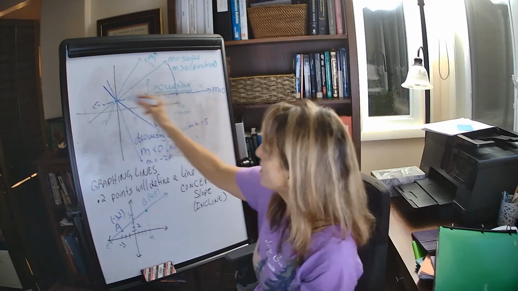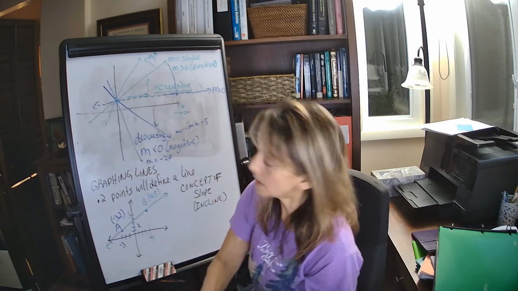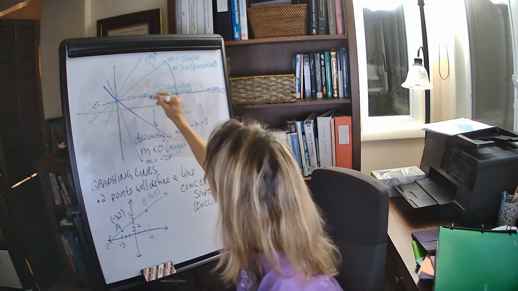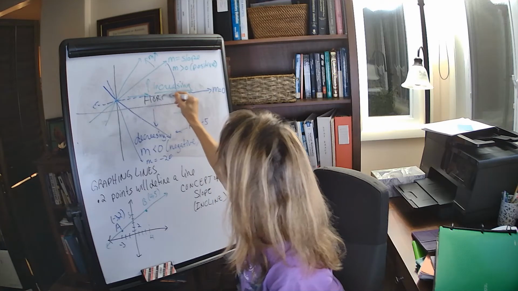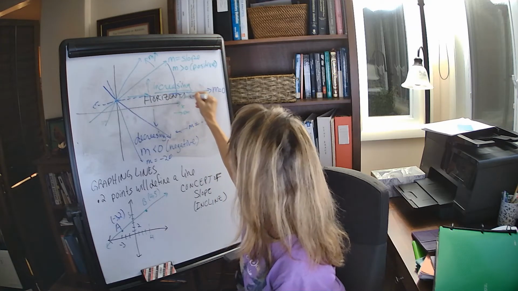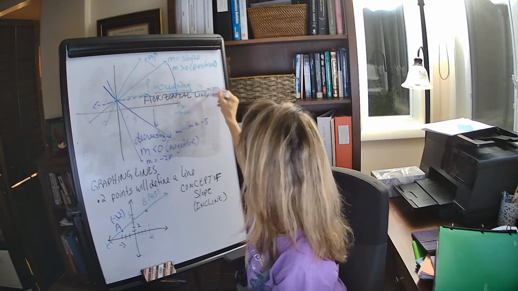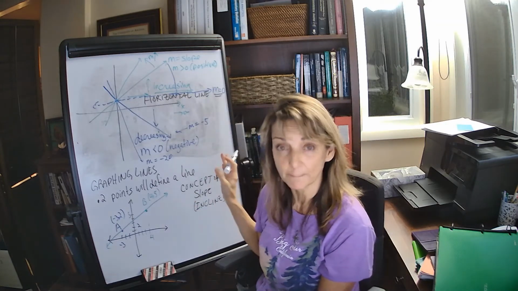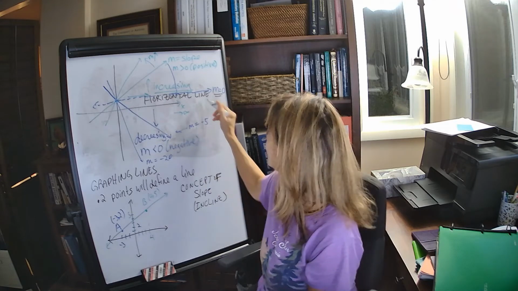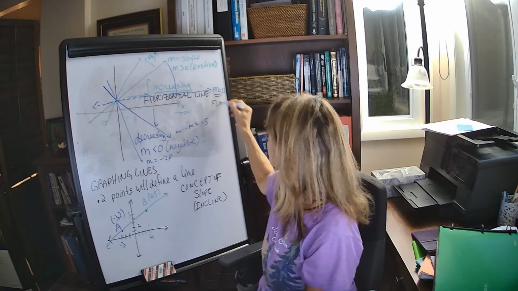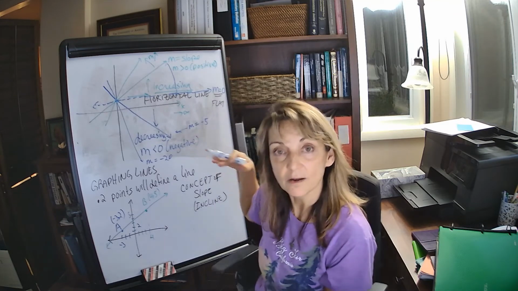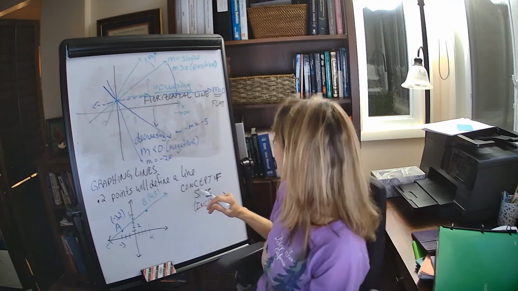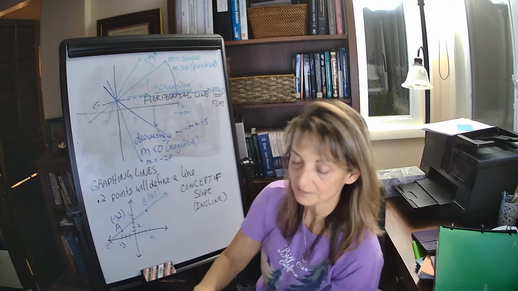Now, this is what we call a horizontal line, right? So this is a horizontal line, and it has a 0 slope. 0 is a number. It means it's flat. We all like to walk on flat ground, usually.